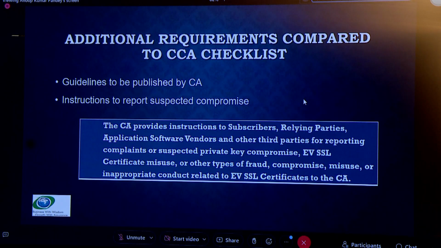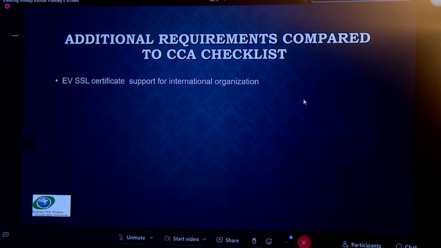Guidelines for a publishing CA: again, the instruction is to provide a way for subscribers, relying parties, application software vendors and other third parties to report any complaint or suspected problem. It's basically a grievance kind of thing. You need to set up a grievance process and helpline to address it.